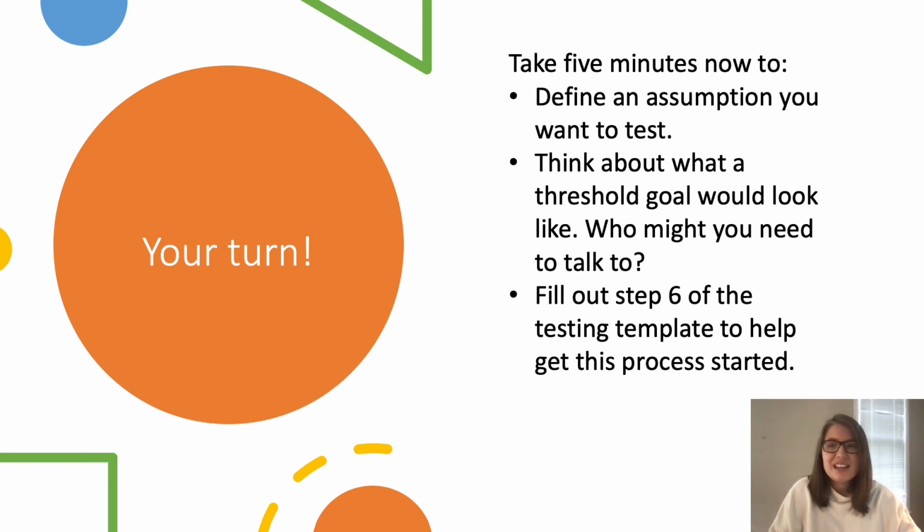Now it's your turn. Here's an opportunity to reflect and take action. We invite you to take 5 minutes now to reflect on these questions and think about a key assumption that you want to test. Consider what a threshold goal would look like for this key assumption and who you might need to talk to in order to figure this out. Use step 6 of the testing template to help get this process started. If you want to, please pause the video now to complete that exercise. It should take you about 5 minutes.